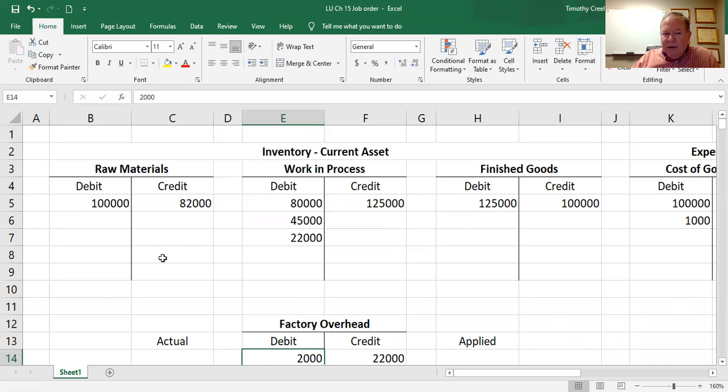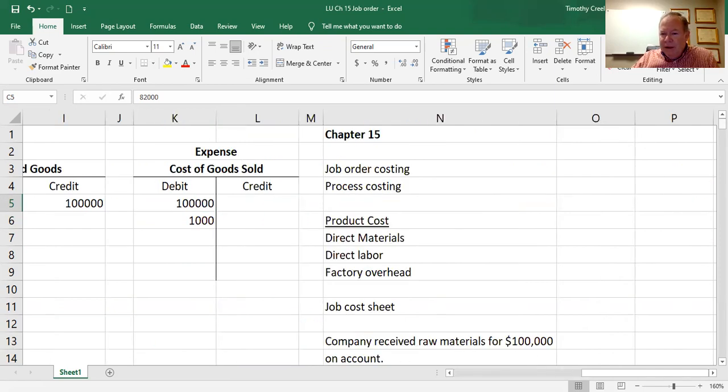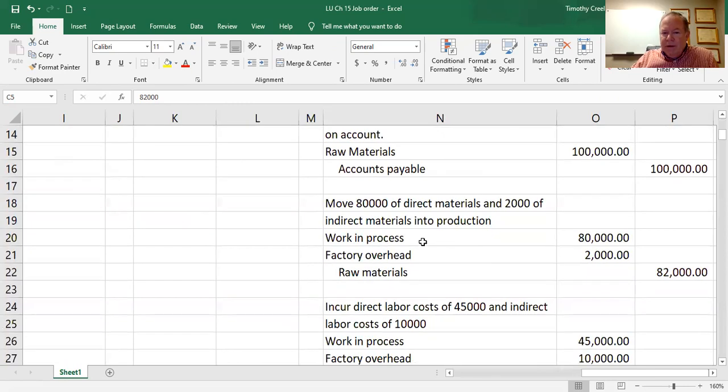So basically our journal here, notice it's coming out of raw materials, it's going to work in process, and it's going to factory overhead. So we would debit work in process for 80, we would debit factory overhead for 2, and we would credit raw materials for 82. Where it's going is debited, where it's coming from is credited. That's a rule. Again, you're going to see that over and over as we move through this process. And notice the journal entry here as we go down: debit to work in process, debit to factory overhead, and a credit to raw materials.